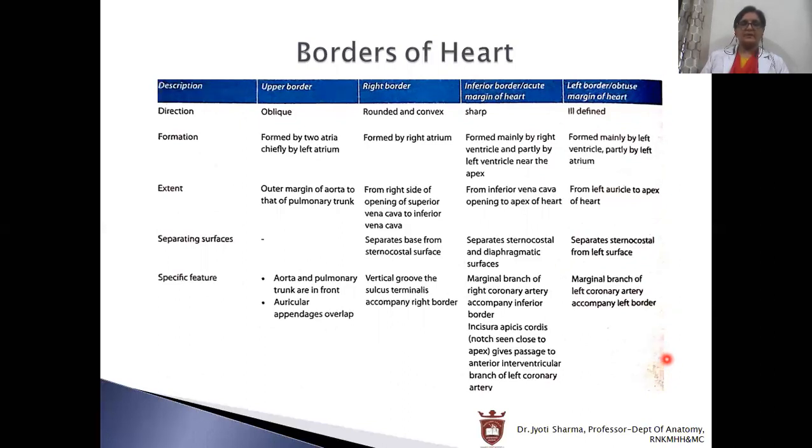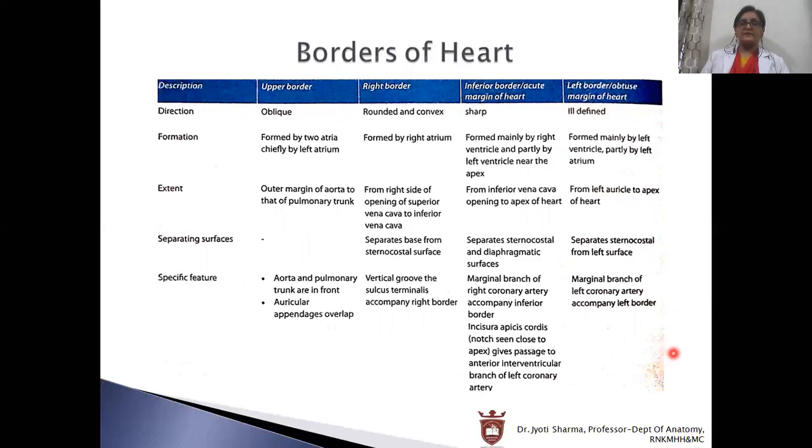Now we see the right border. Its direction is rounded and convex, formed by the right atrium. It extends from the right side of the opening of the superior vena cava to the inferior vena cava, and separates the base from the sternocostal surface. A vertical groove, the sulcus terminalis, accompanies the right border.